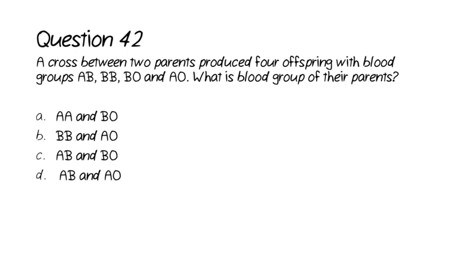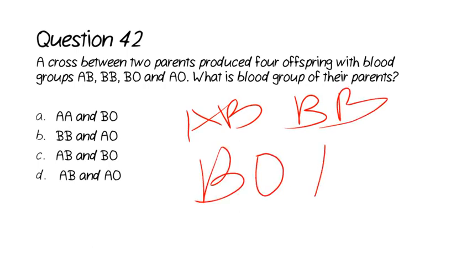Question number 42 reads: a cross between 2 parents produce 4 offspring with blood groups AB, BB, BO, and AO. What is the blood group of their parents? This question is asking for the blood group of the parents that produce these 4 offspring, and these offspring, like the question mentioned, have blood type AB, BB, BO, and AO. So we want to get the blood type of the parents.